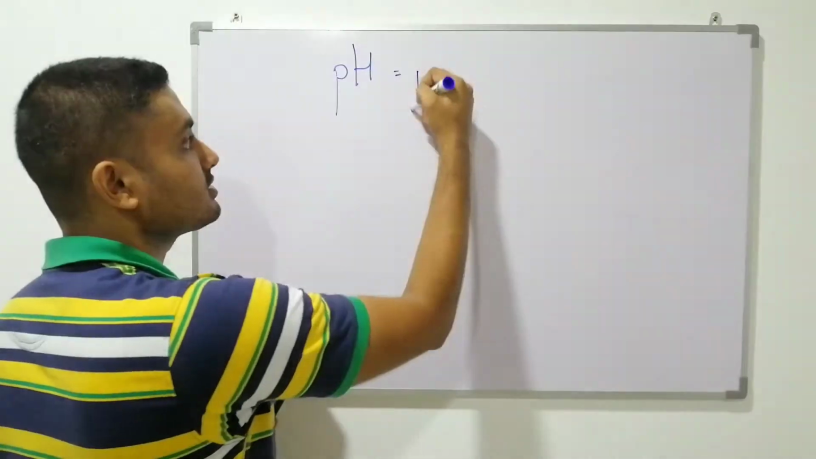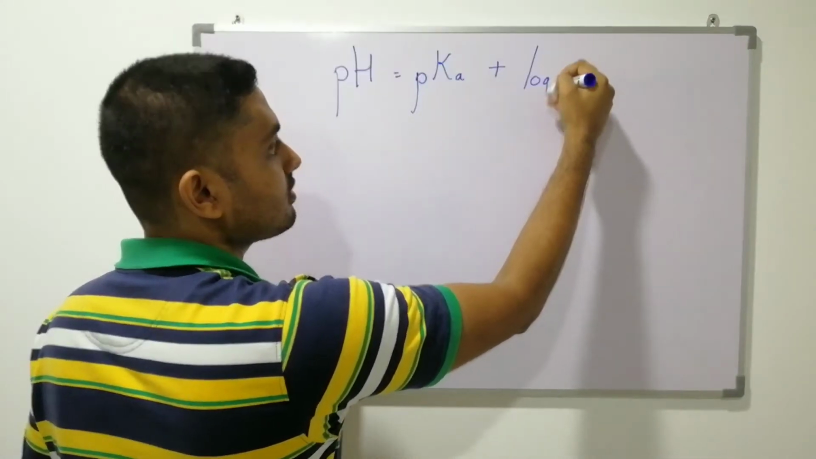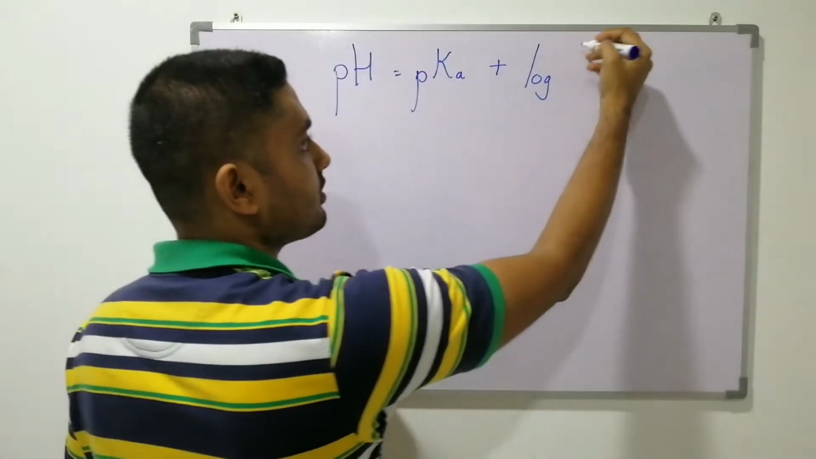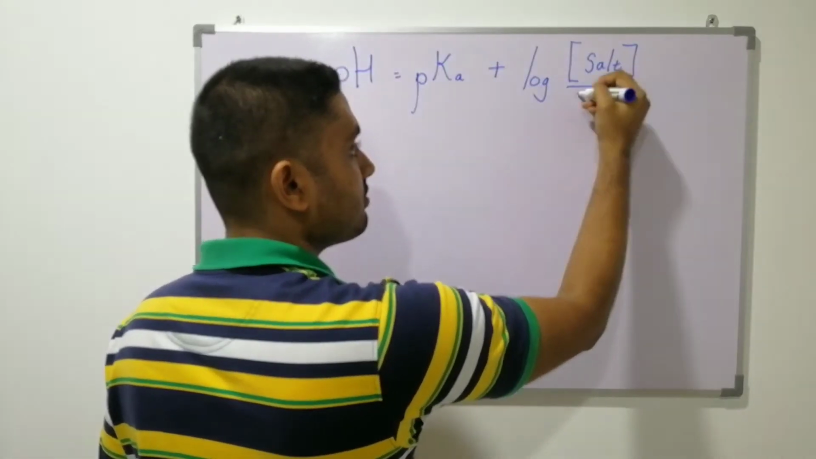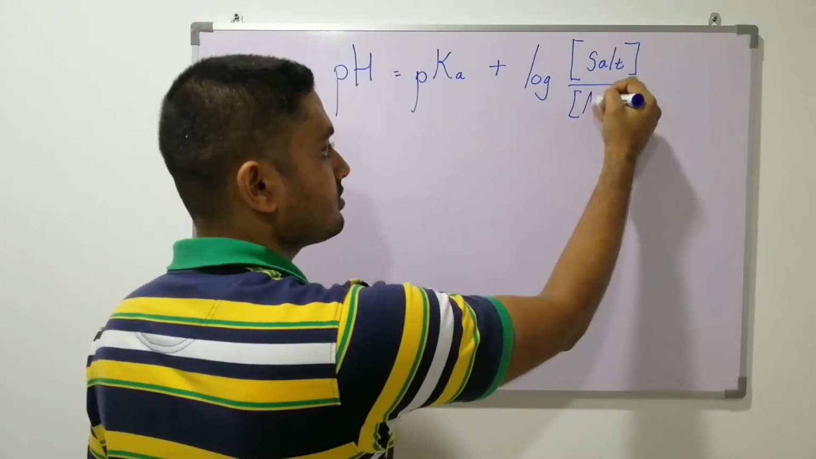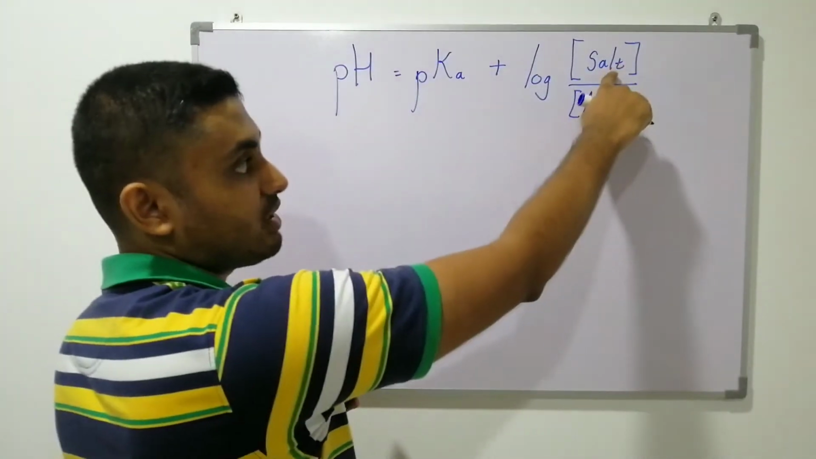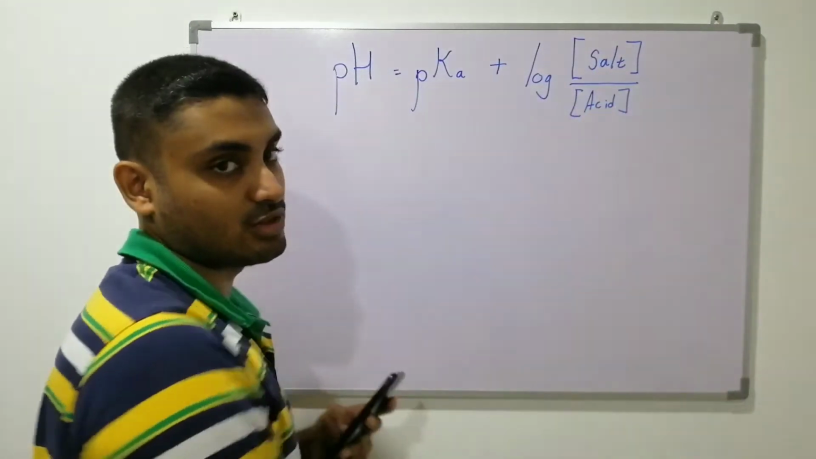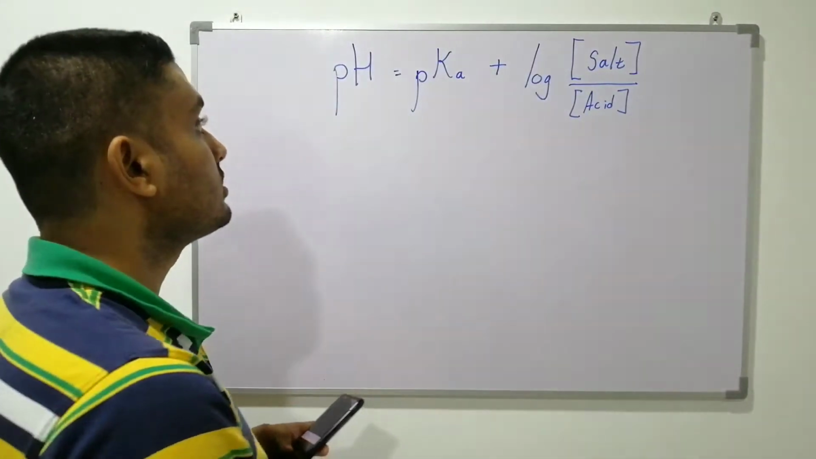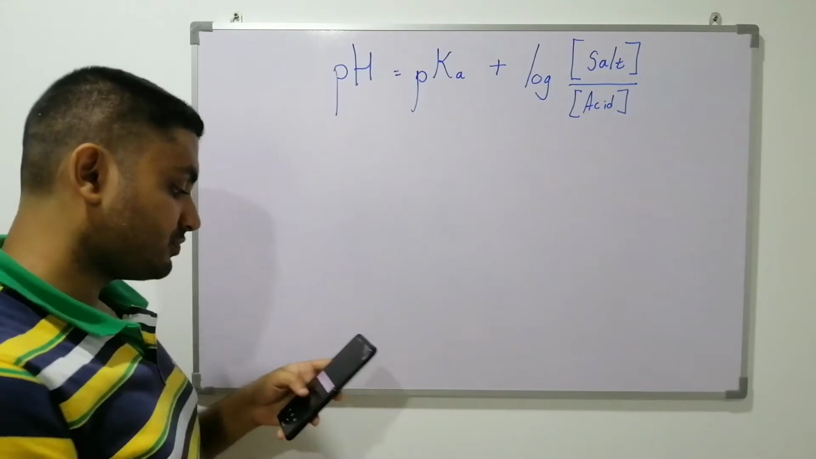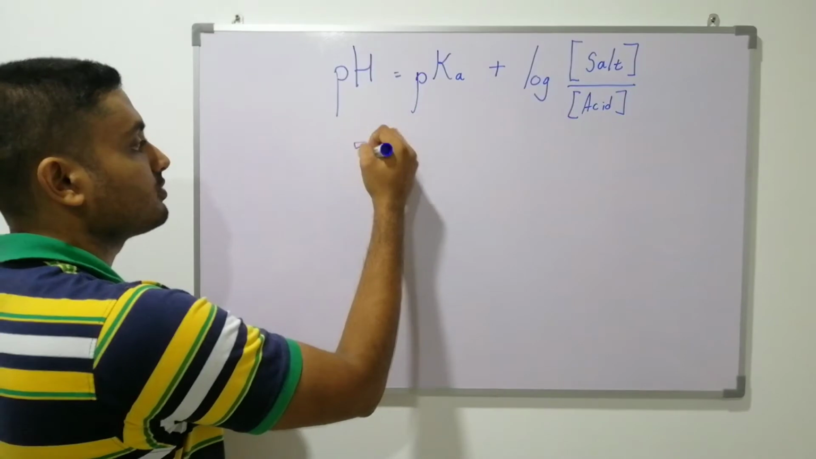So pH equals pKa plus log salt concentration divided by the acid concentration, or else you can just write A minus concentration here and HA concentration here. That is the very classic approach to this question. So what do we have here? We have a pH 5 buffer, so here it is 5.